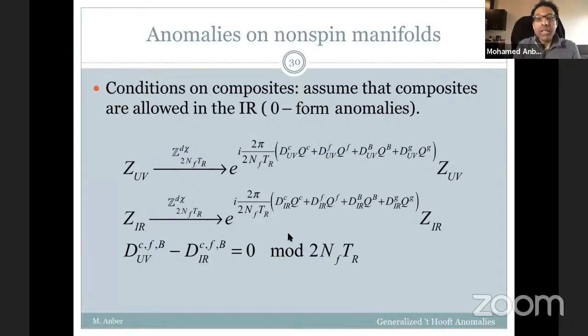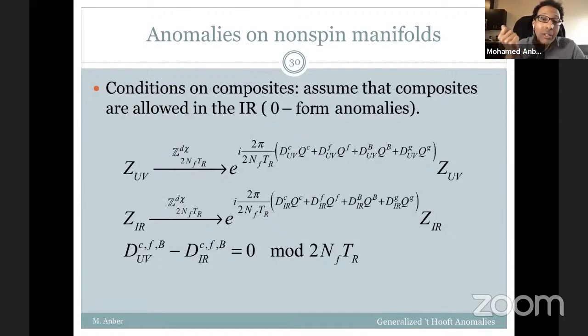And the matching here demands that these coefficients are exactly the same, but not quite. They can actually match mod 2N_F T_R. This is important because here I am considering the transformation by a discrete chiral symmetry. So now I can actually play a very nice game. I can try to turn on one flux at a time. What I can do is turn on the flavor flux without turning on the flux of the color group, and then turn on the flux of the color without turning on the flux of the flavor.